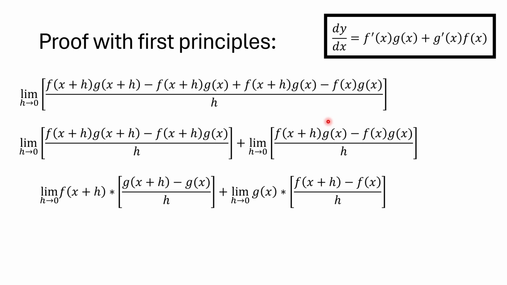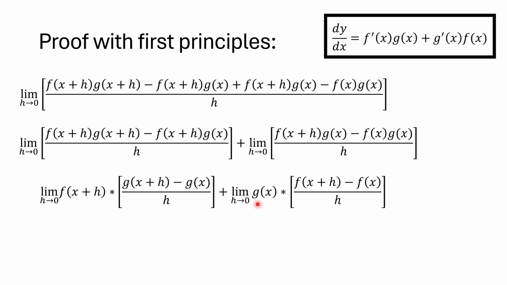And now it kind of tidies up, because if we apply our limits as h tends to 0, f(x+h) is going to equal f(x), because we want h to be as small as possible. And then this, with first principles, is just the equation of finding the derivative of something. So this will equal g prime x.